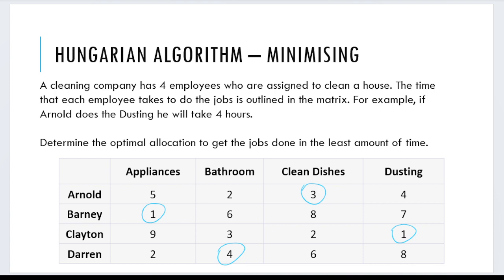Now, in your answer, you are going to say that Barney is allocated to appliances, Darren is allocated to the bathroom, Arnold is allocated to cleaning dishes, and Clayton is allocated to dusting. That would be how you answer that minimizing question. That contains all of the bits that you need to do in order to gain all of the marks possible.